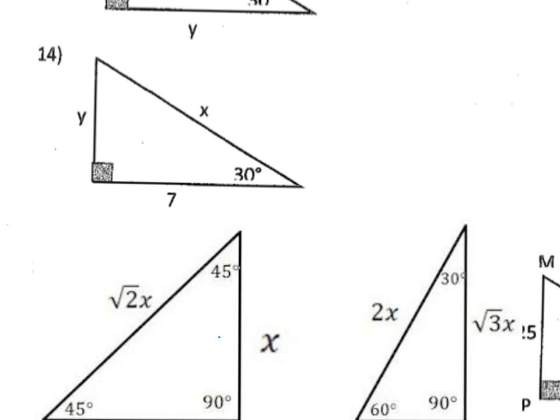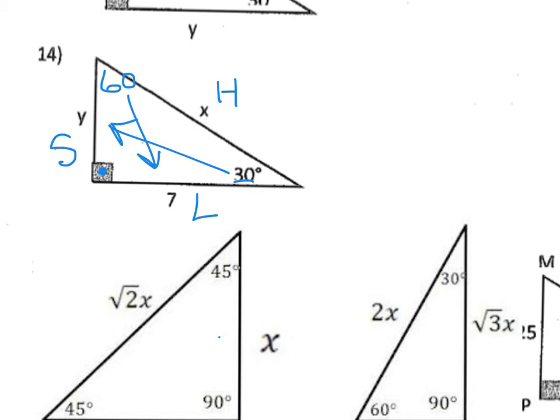Okay, so looking at this one, I see that I have a 90-degree angle here. I have a 30 here, which is going to make this 60 because I know that there are 180 degrees in a triangle. So x is going to be our hypotenuse because it's directly across from our right angle. Y is going to be our short leg because it's directly across from the 30. And 7 is going to be our long leg because it's directly across from the 60.